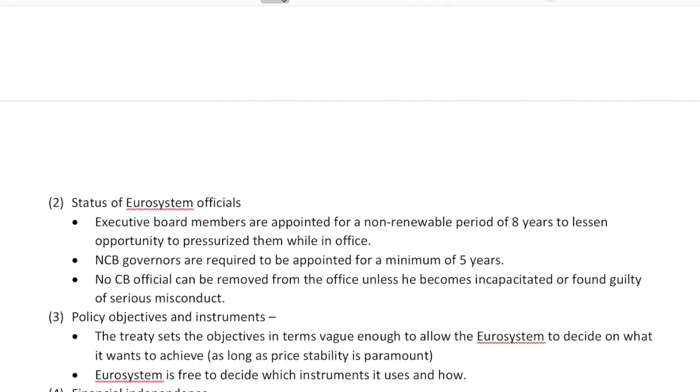National central bank governors are required to be appointed for a minimum of 5 years, right? This is, once again, if you want to be a part of the European Central Bank, then you need to incorporate this as a law of your country. No central bank official can be removed from office unless he or she becomes incapacitated or is found guilty of serious misconduct, right? This is, once again, standard with the US Federal Reserve as well. And that has come in extremely handy with the executive branch as it is right now in the United States in 2020, where people are hired and fired at the whims of the president. I'm glad that the Federal Reserve is protected in that sense.